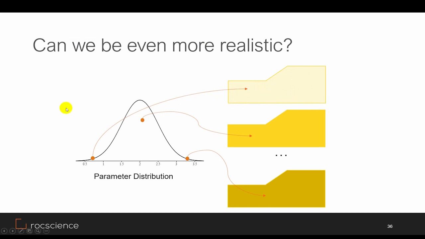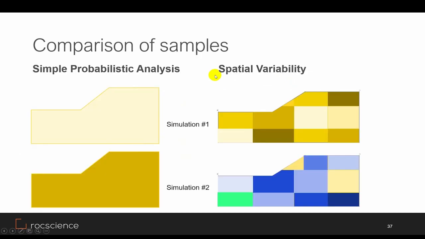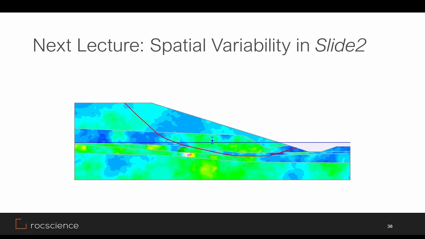Instead of assigning our distribution in this homogeneous way, let's assign the samples within each simulation as well. So let's divide our slope into cells and assign values from our distribution to each cell, like this. And if we do that, our simulations are no longer homogeneous, but instead have different arrangements of cohesion values in each simulation. So simulation one would not look like this homogeneous slope with one sample, but would look like this, and so on. That's where the concept of spatial variability comes in, which we'll introduce in the second lecture video.